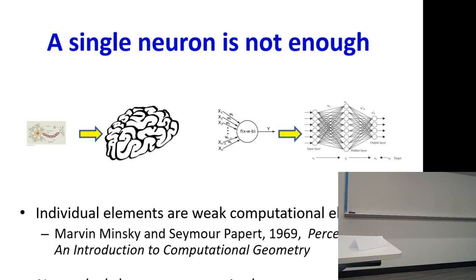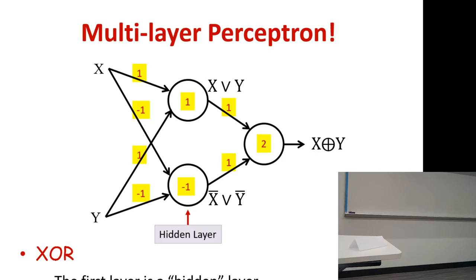Individual elements are weak computational elements, but if you network them together, they can become fairly powerful. So let's look at the XOR again. If I network 3 of these perceptrons together, I can create an XOR. Here I have these inputs. This one is a simple perceptron which computes x or y. This one computes not x or not y. Then I have a final perceptron which ANDs the two, and I get an XOR.